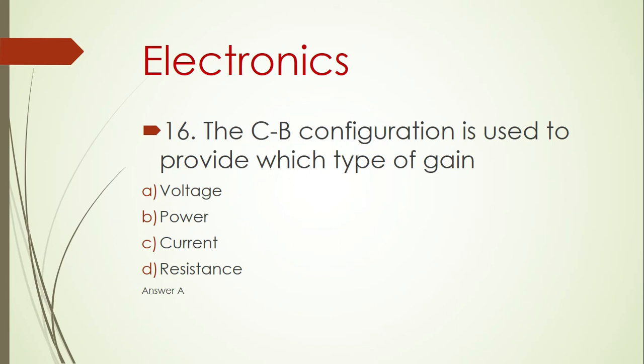The CB configuration is used to provide which type of gain? Voltage, power, current and resistance. Option A, voltage, is the correct answer.